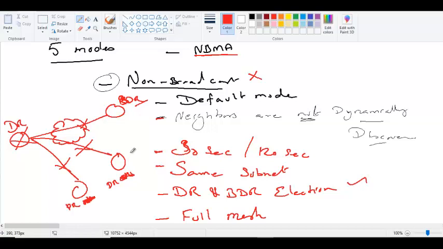The next mode is point to multi-point. You see these two are RFC standard, meaning all vendors can use this mode, right? But these three are only in Cisco. Now let us go to the RFC mode, second one.